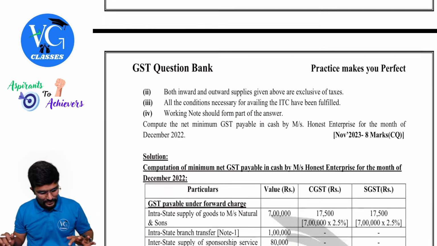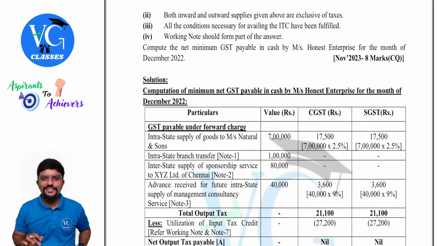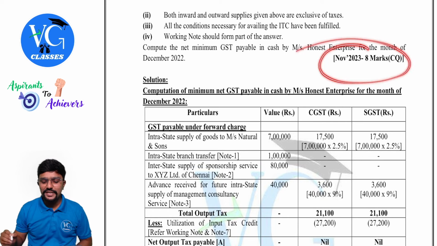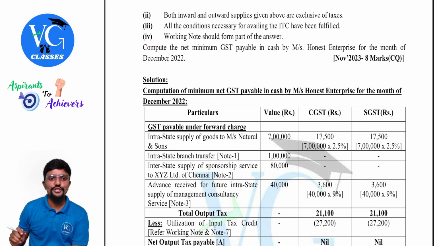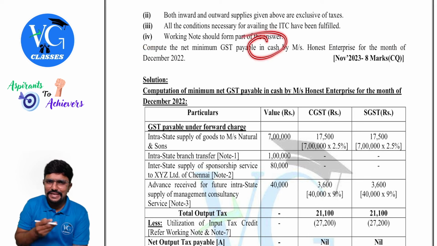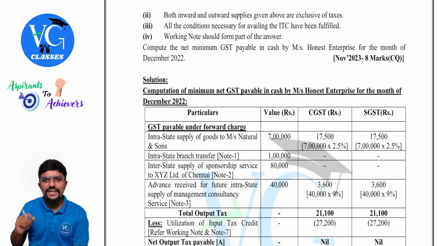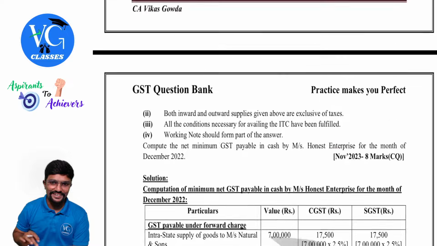Fourth question. Again, compulsory question asked in November 2023 for 8 marks, guys. Let me read the requirement of the question. Compute the net minimum GST payable in cash, similar question, by Honest Enterprise for the month of December 2022. Okay, Honest.